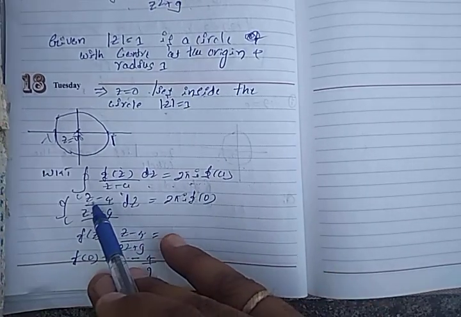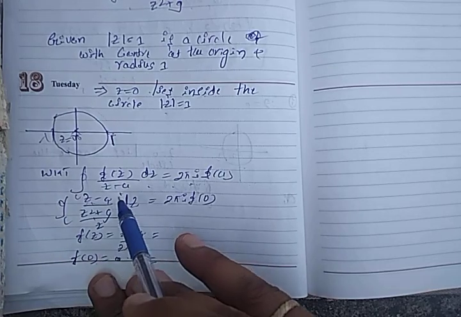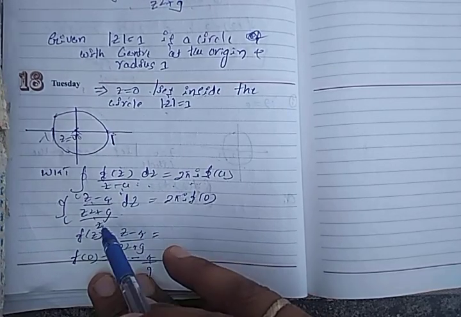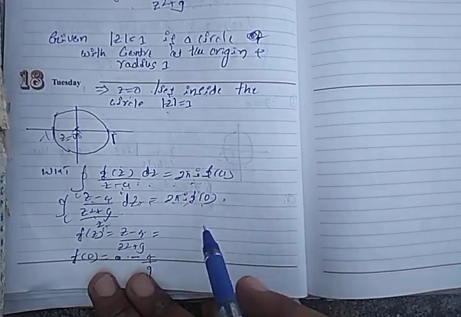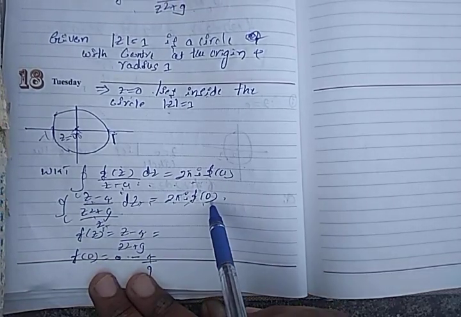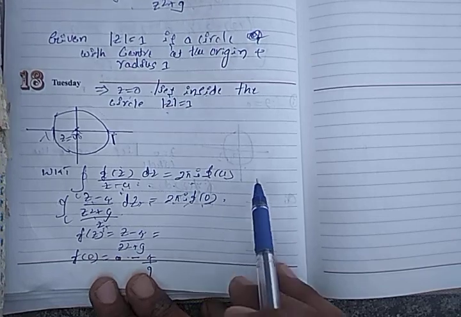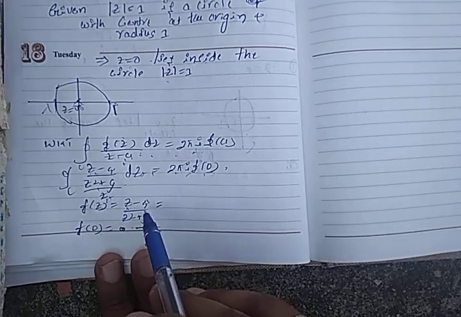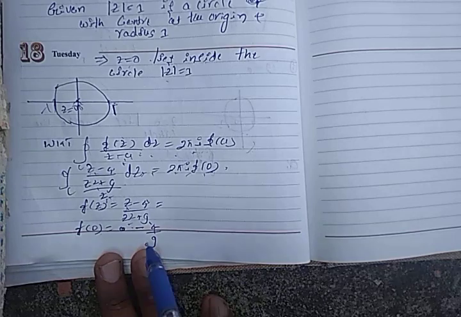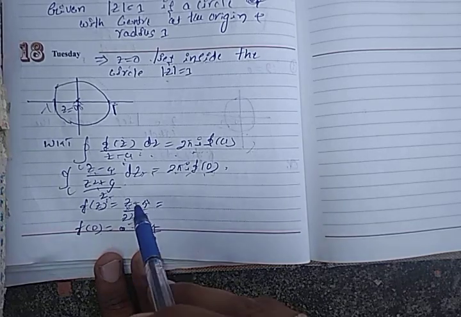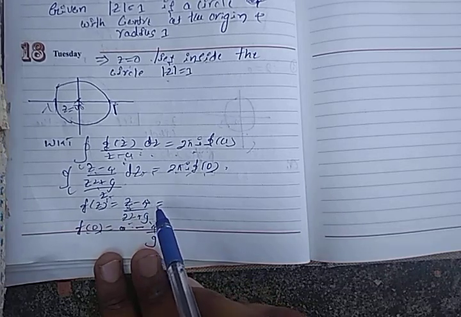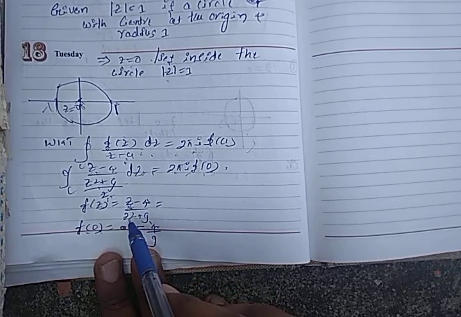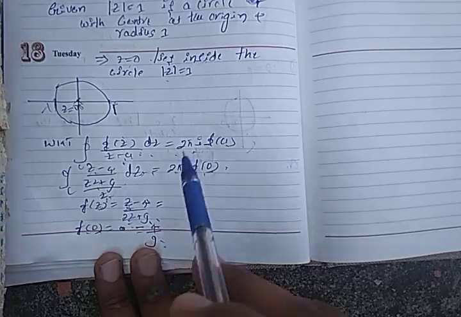What is f of z? That is (z minus 4) divided by (z square plus 9). Z minus a, what is the value of a? 0. That is z dz equal to 2 pi I f of 0. Here first you have to find f of 0. F of z is (z minus 4) divided by (z square plus 9). In place of z is 0, that is 0 minus 4 is minus 4, and z square plus 9 is 0 plus 9, that is 9. That is minus 4 divided by 9.